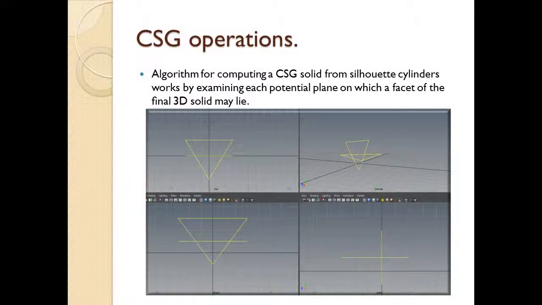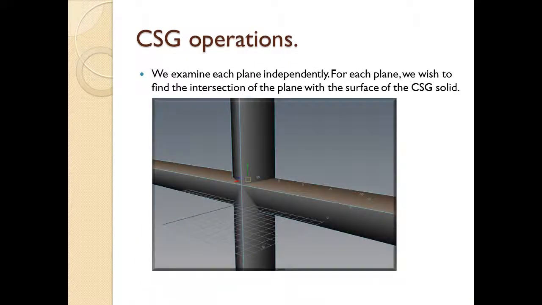Now I will briefly go through how we perform the CSG operations. Let us assume that we have these two silhouettes in two viewports. The algorithm of computing a CSG solid from silhouette cylinders works by examining each potential plane on which a facet of the final 3D object may lie. Each segment in the input silhouette represents one such plane. Then we examine each plane independently.